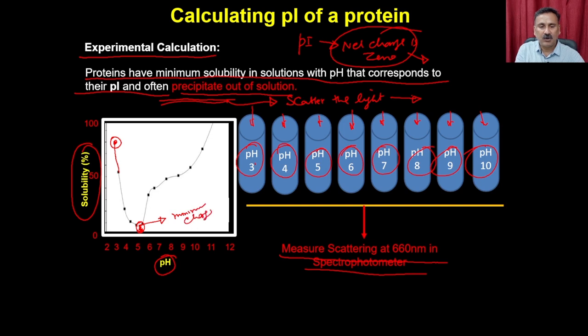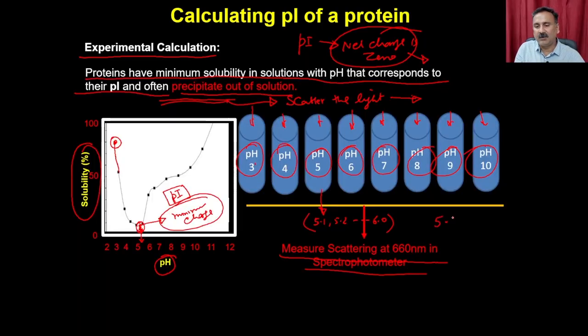It could be neutral or it could be minimum charge. So this is the point at which you can say that it is the pI. If you want, you can make it more precise. For example, in this case, this is a value which is in between 5 and 6. So what I can do is prepare other pH values, 5.1, 5.2, and up to 6. If I prepare some more pH values, I will know very precisely that the pI of this particular protein is 5.16.